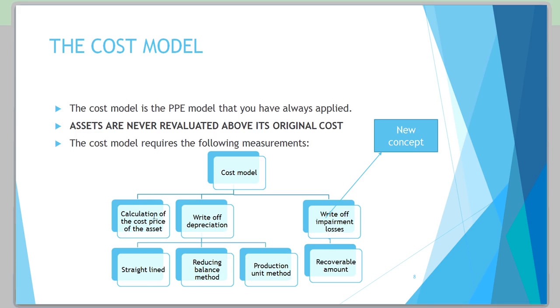You will have to calculate the cost price of the asset. You will have to write off depreciation, and I think you are familiar with that. We have the straight line method, reducing balance method, and the production unit method. Those are the methods that we will use in this module. And then you will also have to write off impairment losses by looking at the recoverable amount. So for second year students, impairment losses will be a new concept.